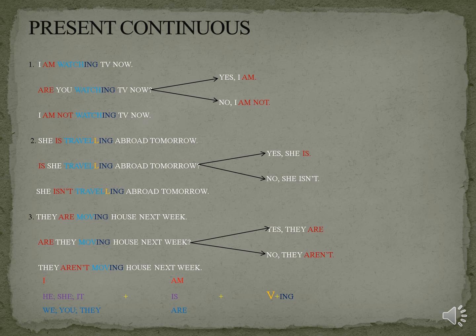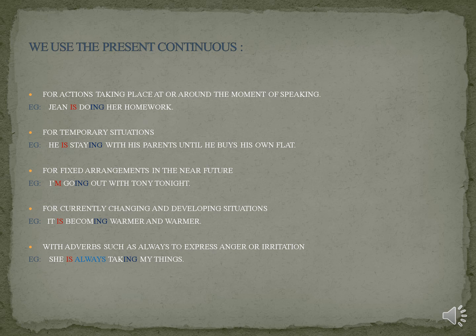Again, bear in mind, I plus am plus the main verb in ing, he, she, or it plus is plus the main verb in ing, we, you, or they plus are plus the main verb in ing. Now, here are some of the uses of present continuous. It is used to refer to actions happening at or around the moment of speaking. For example, Jean is doing her homework.